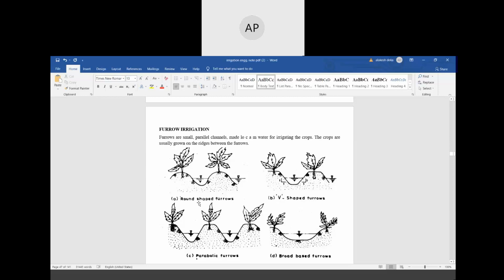Furrows may be round shape, V shape, parabolic, or broad-based furrows. This is the furrows, and in between the furrows, crops are grown. So these furrow shapes may be round, V, parabolic, and broad-based furrows.